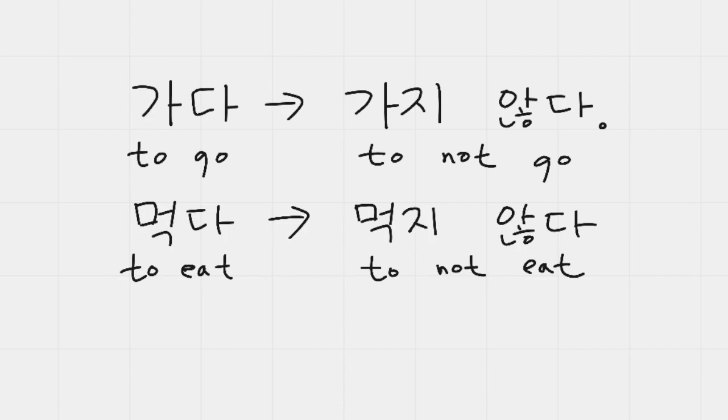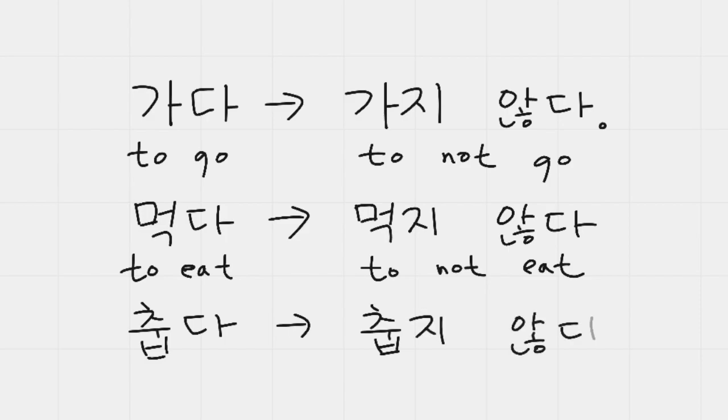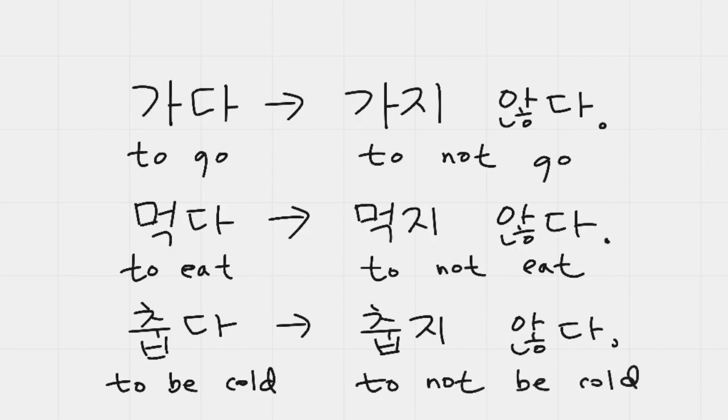And then let's just add adjective. 춥다. To be cold. Same thing, 춥. And then 지 않다. 춥지 않다. So this will be to be cold, to not be cold. And then we'll do some examples.